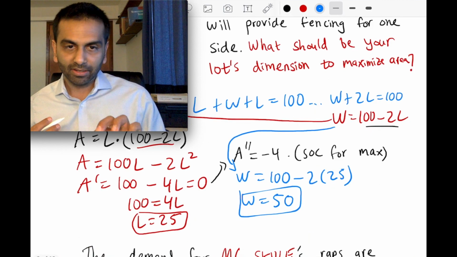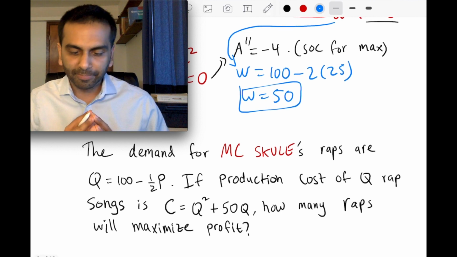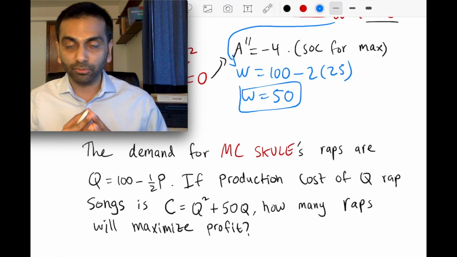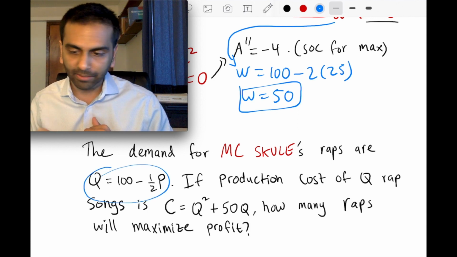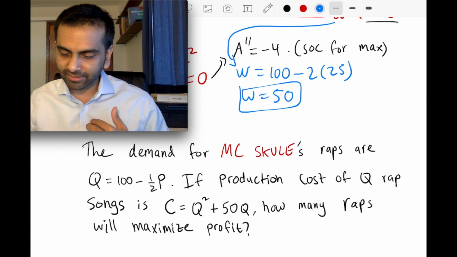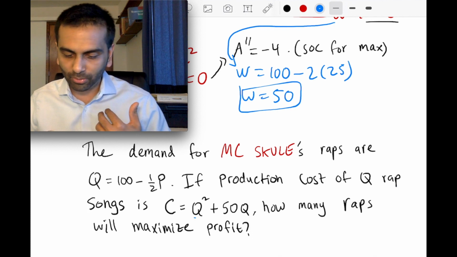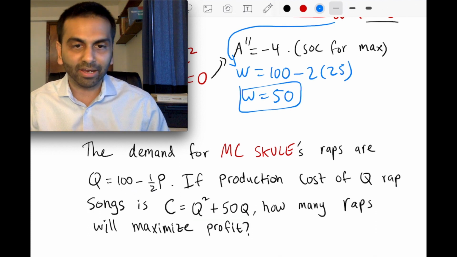So now let's do a totally different question. The demand for MC schools rap songs is given by this equation over here. And if the production cost of Q rap songs is given by this equation over here, then the question is how many rap songs will maximize profit?